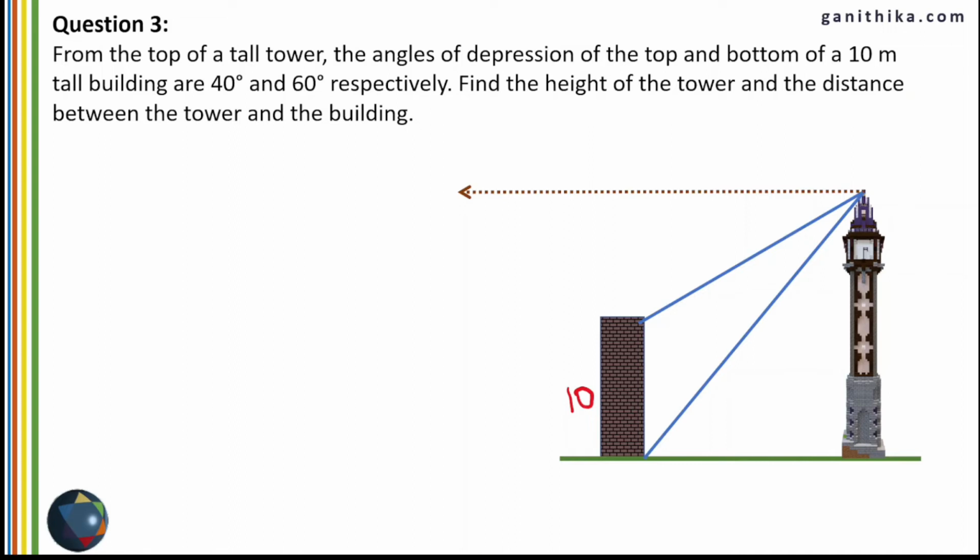Therefore, for angles of depression, you need the horizontal line from where you are, from the point where you are looking from. So we are actually standing on the top of the tower. Therefore, the horizontal line comes from the top of the tower.